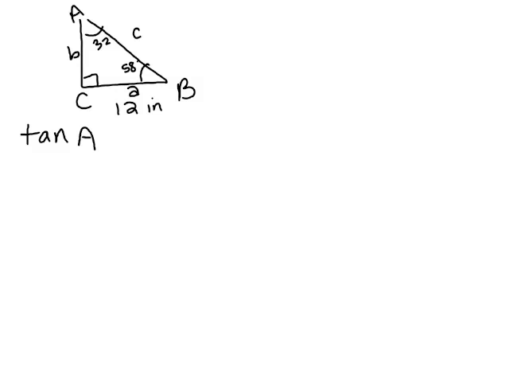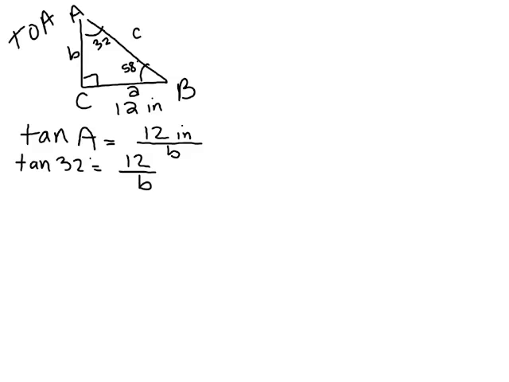So if I do the tangent for angle A, tangent equals opposite over adjacent. So opposite of A, little side a, is 12 inches over adjacent. There's my little b side that I don't know. A is 32 degrees. So the tangent of 32 degrees is equal to 12 over b. My little b is in the denominator, so I need to switch those places. The little b equals 12 divided by the tangent of 32 degrees.